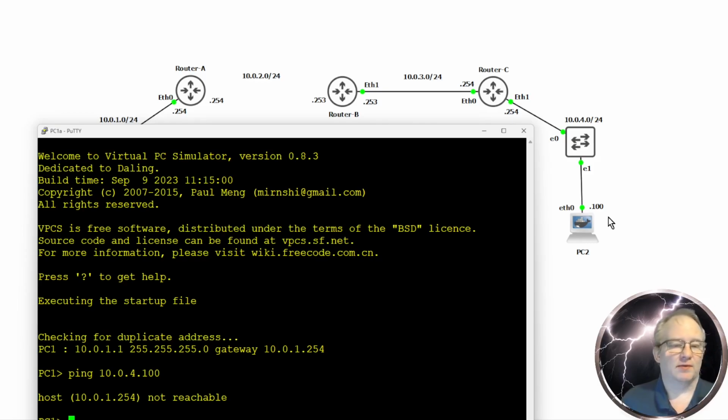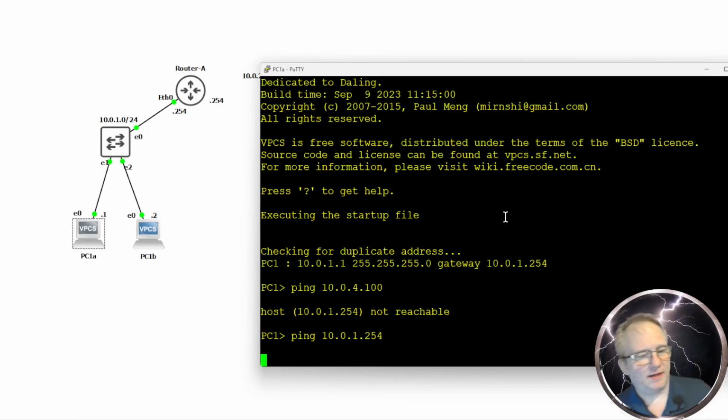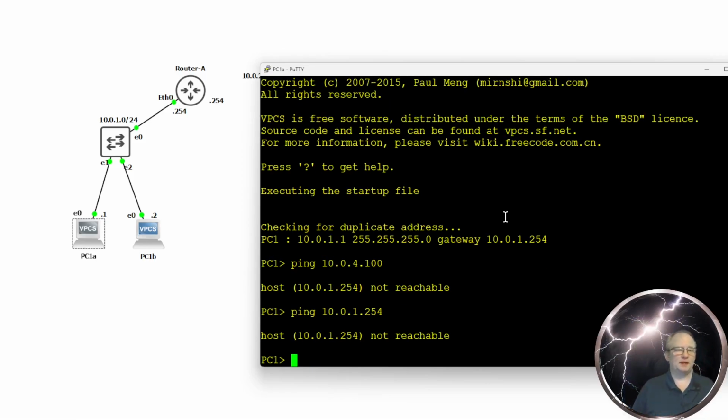We cannot ping 10.0.4.100. Why? It says it's not reachable. Always look at the error message. It says that the host 10.0.1.254 is not reachable. So if we come over here, we can see that 10.0.1.254 is router A. And we ping it, and we wouldn't expect any response back because we had the error message that said it wasn't reachable. So with it not reachable, it's not reachable. That means that something is wrong between layer 1, layer 2, and layer 3 between PC1A and router A.